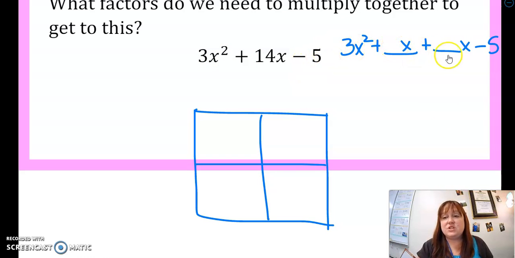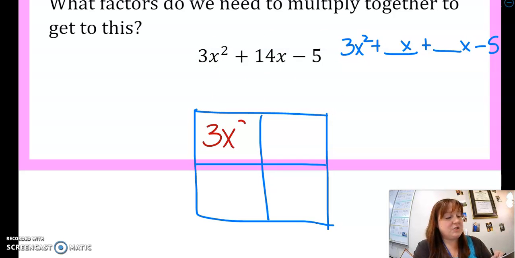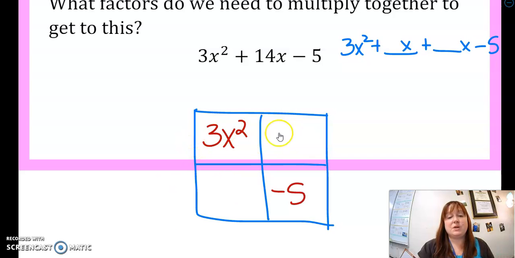And if you do FOIL, it's first, outside, inside, last. So we know we had these two terms here. We don't know what those two terms are right now, but we know that when we had them here, they added together to be 14. So we have to figure out what these two terms were before we added them together. The one thing we do know is that when we multiplied the first two terms together, we got 3x squared, and when we multiplied the last two terms together, we got negative 5. We just need to figure out what those middle ones were. So this is how we figure that out.